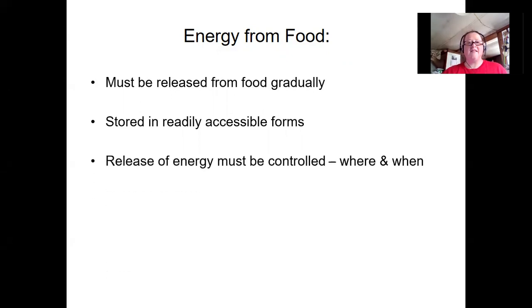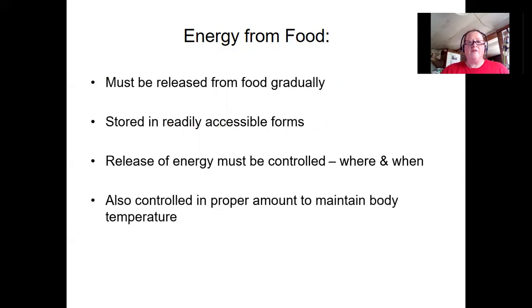And it has to be stored in readily accessible forms. It can be stored in the body either as adipose tissue if it's coming from fat, or as glycogen if it's coming from a carbohydrate source. That's how our body stores it. And the energy needs to be used where and when in the body that it's needed.